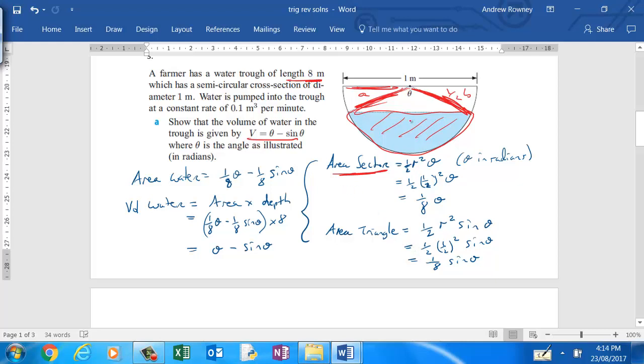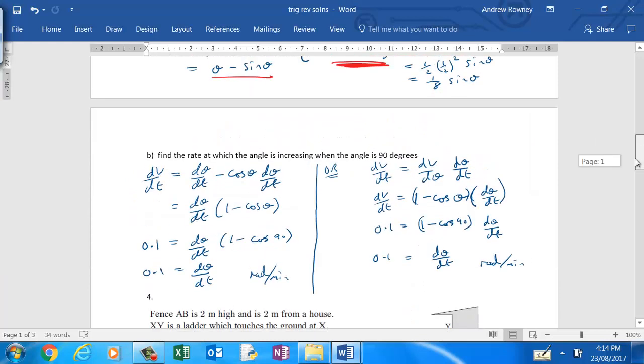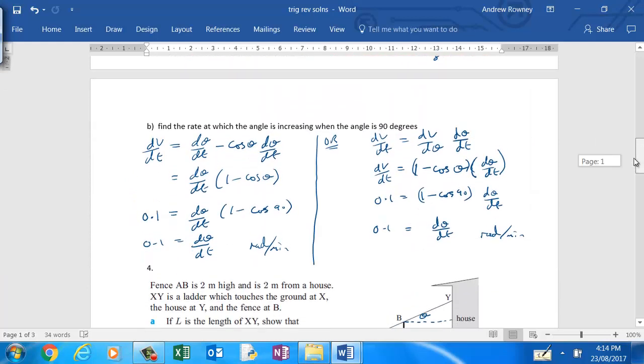Now to get the area of the cross section, we just do the sector, the big one, minus the triangle, the little ones. That's what this over here is. Then to get the volume, we times that area by the depth, so times by 8, and the 8's are all going to cancel when you multiply through, and that gives what we're trying to get in the question. Find the rate at which the angle is increasing.